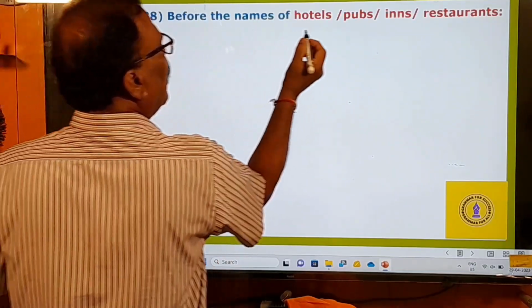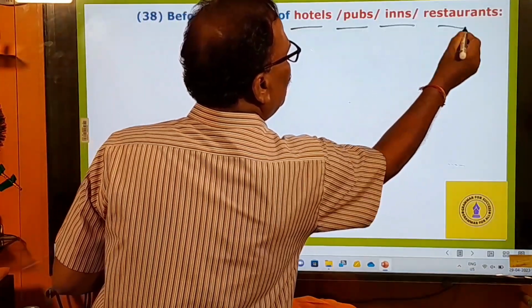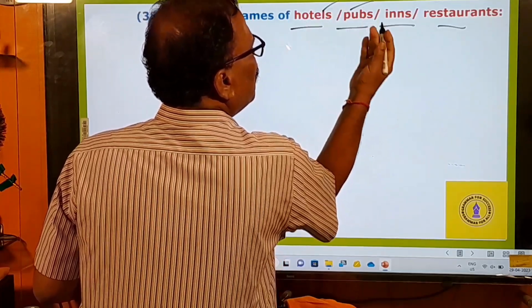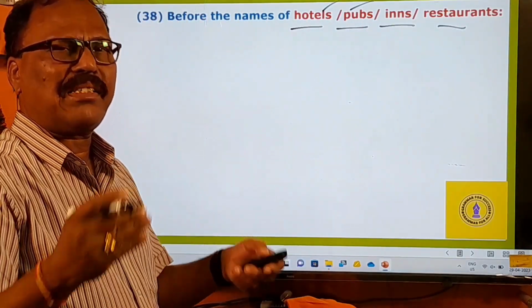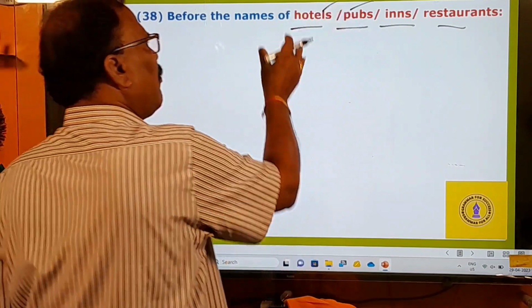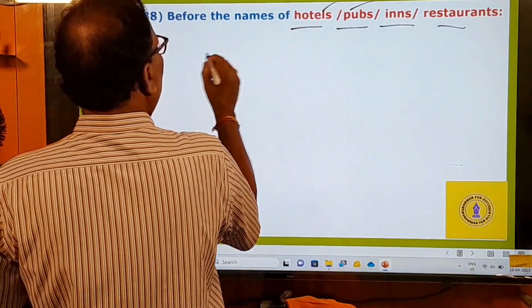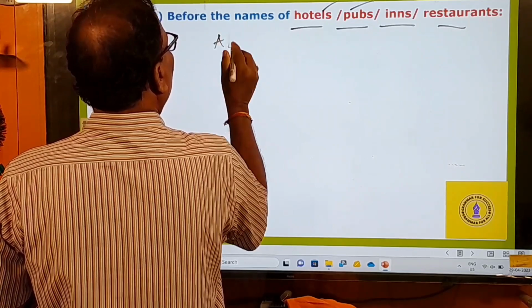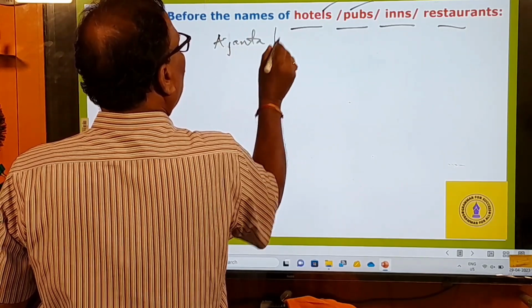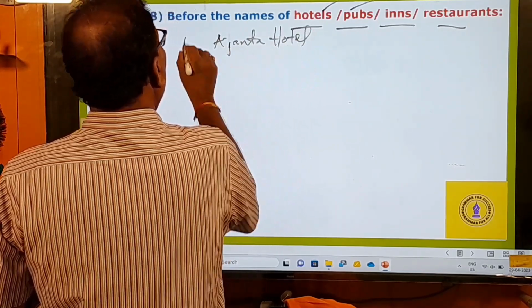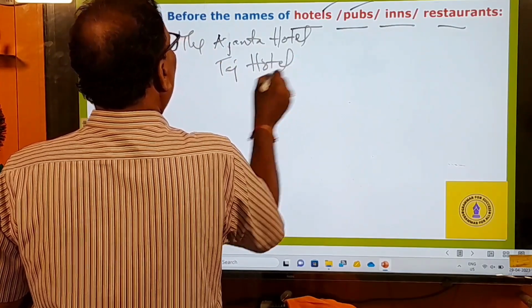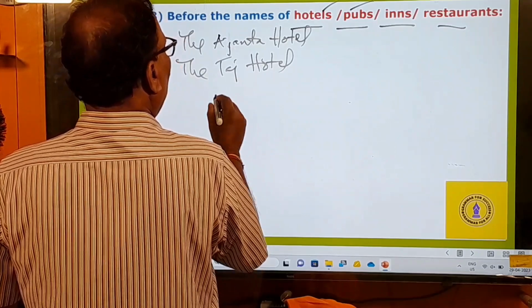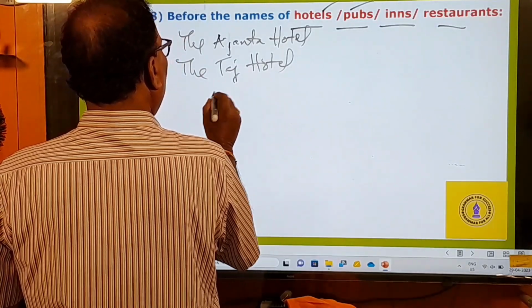The 38th rule is that before the names of hotels, pubs, inns, restaurants, all of which mean almost one and the same, and therefore I have put all of them together. So here, what is that? Hotels: the Ajanta Hotel, the Taj Hotel, and there are so many hotels.